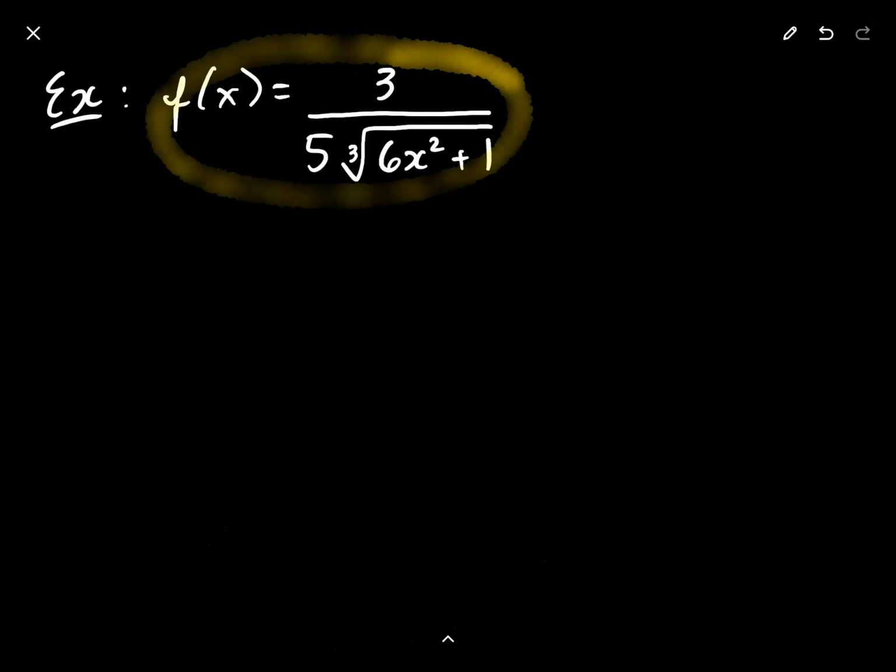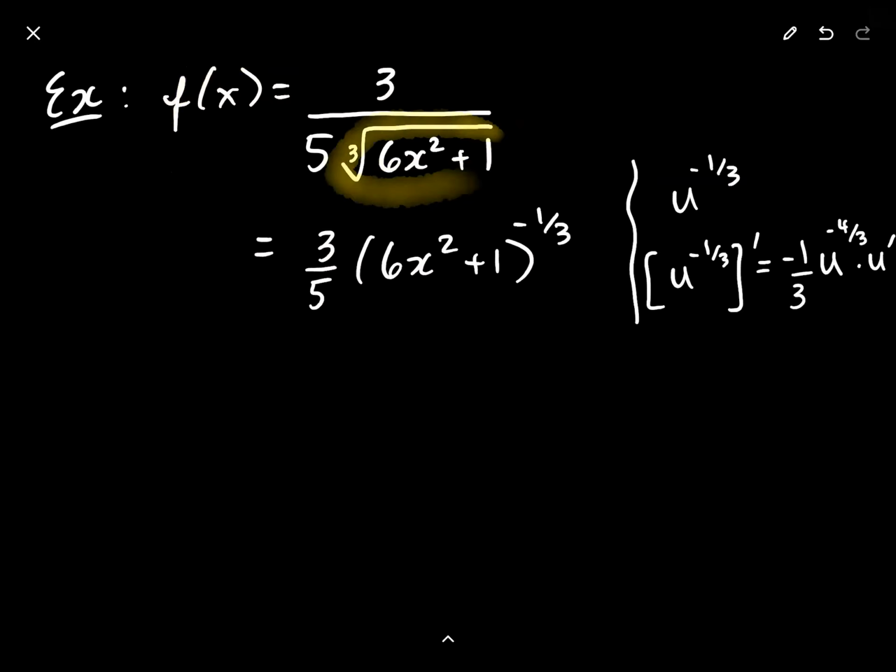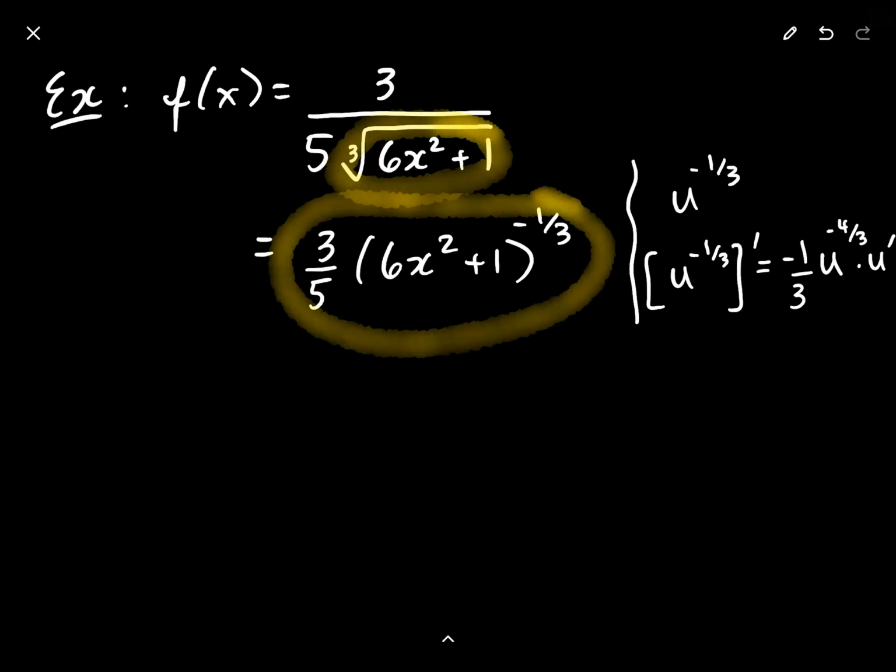Next we have the function 3 divided by 5 times the cube root of 6x squared plus 1. Here we can bring up the cube root of 6x squared plus 1. We can rewrite it with a negative fractional exponent. So we'll have 3 over 5 as a constant times 6x squared plus 1 to the power minus 1/3. So here we don't just have x to the power minus 1/3. We have 6x squared plus 1 to the power minus 1/3. So we know we have to use the chain rule.